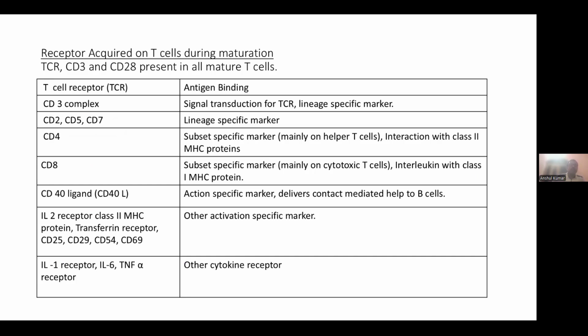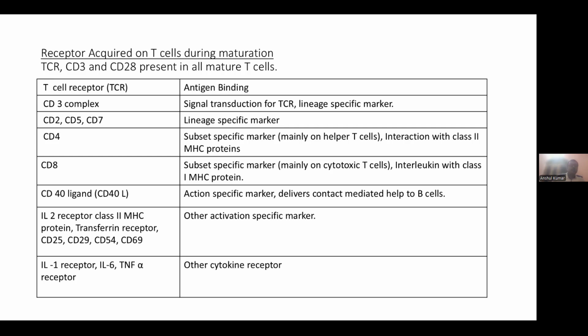The T cell receptor is an antigen binding receptor. The CD3 complex is the signal transduction of the T cell receptor, a lineage specific marker. Then CD2, CD5, and CD7 are lineage specific markers. CD4 is a subset specific marker mainly on helper T cells, and it interacts with class 2 MHC proteins. CD8 is a subset specific marker mainly on cytotoxic T cells, interacting with class 1 MHC protein. Then CD40 ligand, an activation specific marker, delivers contact mediated help to B cells.